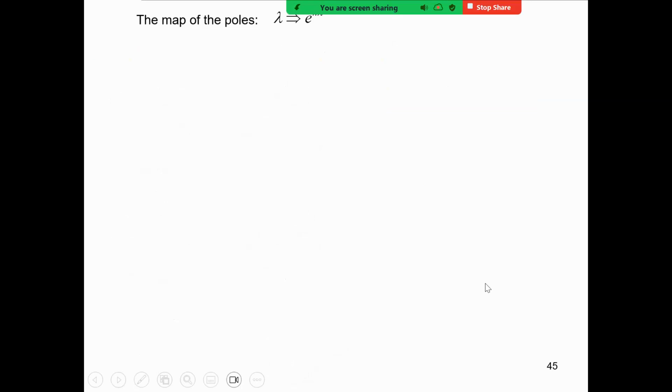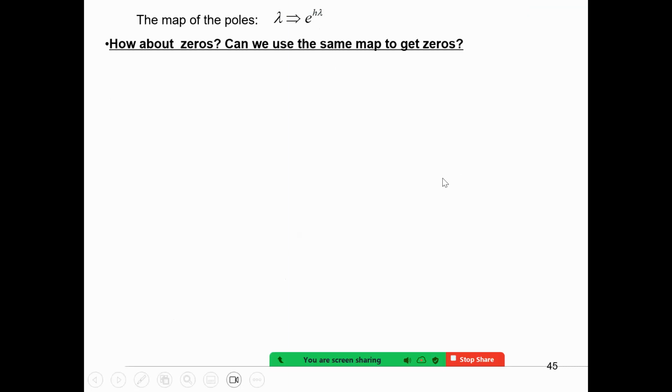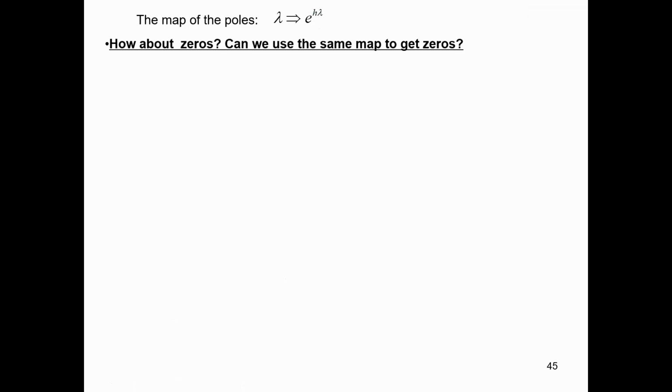Okay, the map of the poles, right? We have this simple formula. But how about zeros? Can we use the same map to get zeros? In that derivation, we only show how we get that. We use the eigenvector, right?